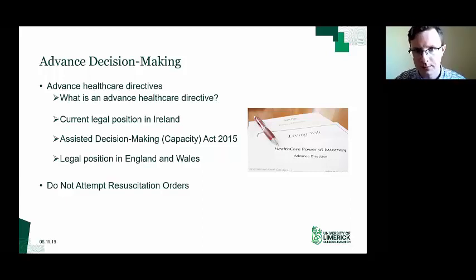We look at the current legal position in Ireland. We'll set out the 2015 Act, again not commenced, and we'll look at the legal position in England and Wales, and we'll discuss some issues relating to DNA orders.